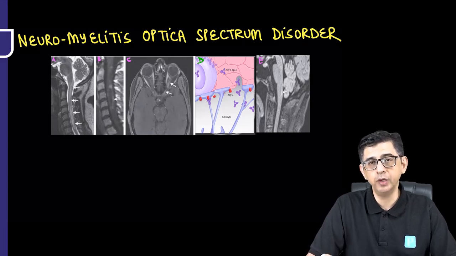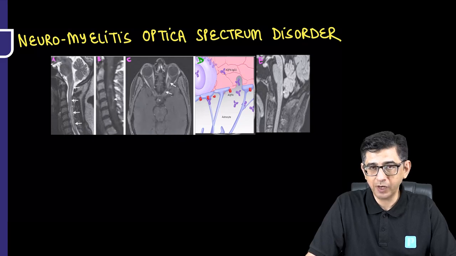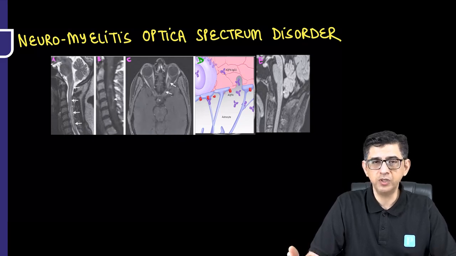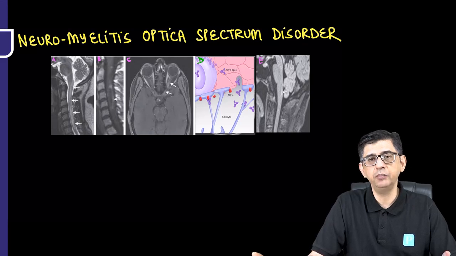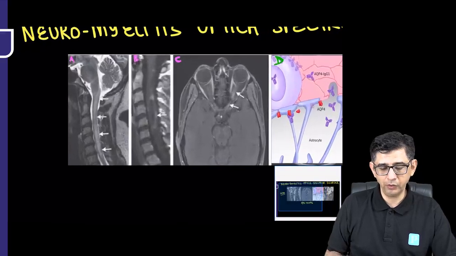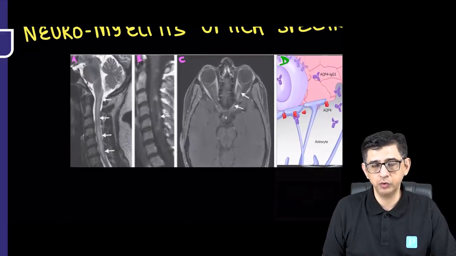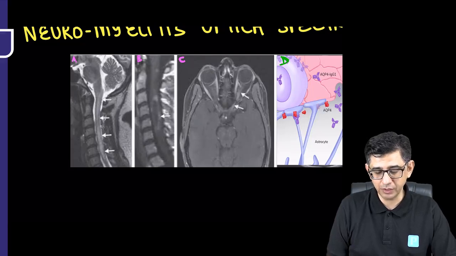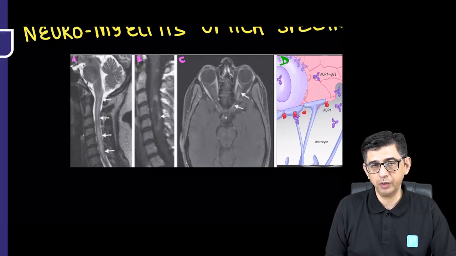Supplementing this and over and above this would be a spinal cord involvement. Well, you might say, what's the big deal? Because spinal cord involvement can be seen in multiple sclerosis also. Agreed. But with respect to neuromyelitis optica, if you scan through this image, you can see the hyperintense lesion spanning multiple spinal cord segments. At least 3 consecutive spinal cord segments can be involved.